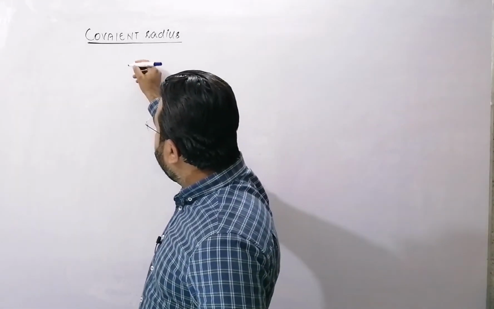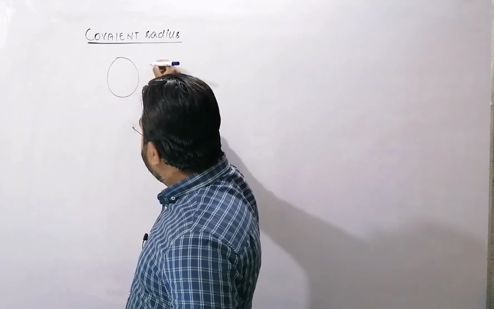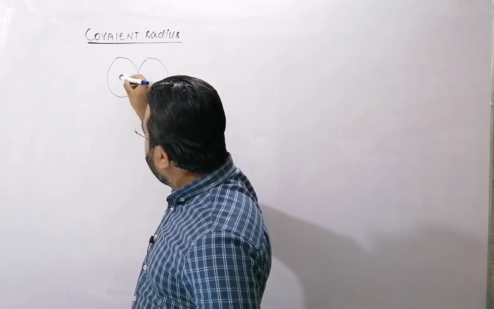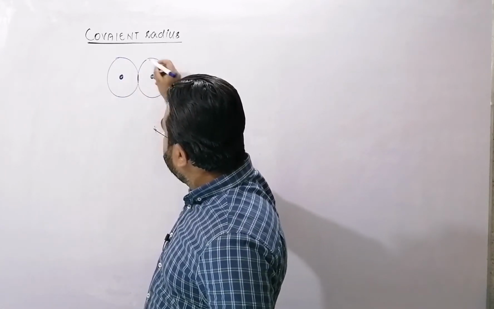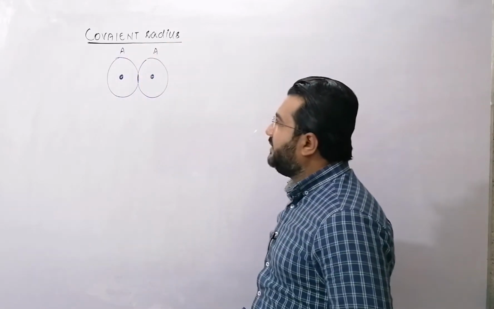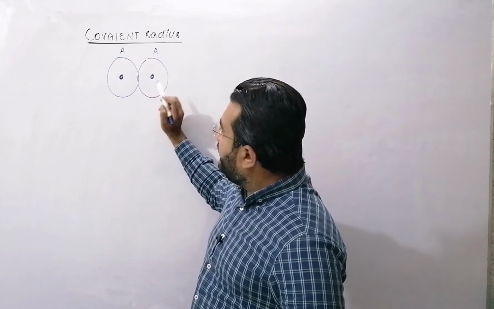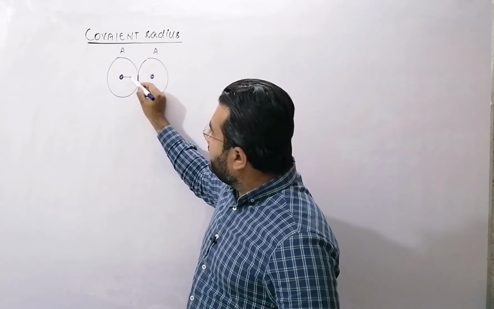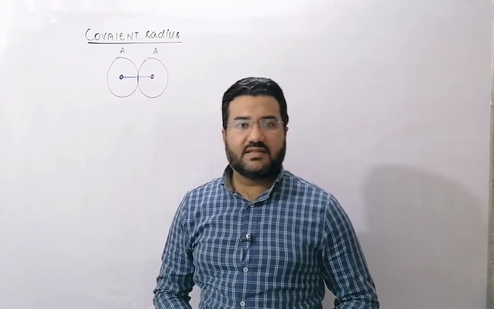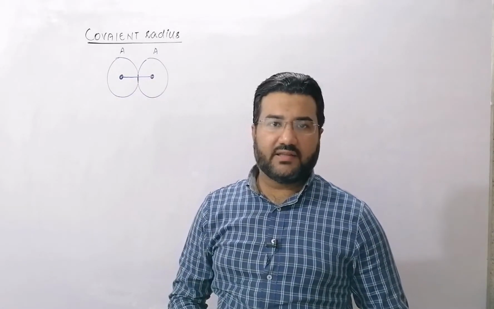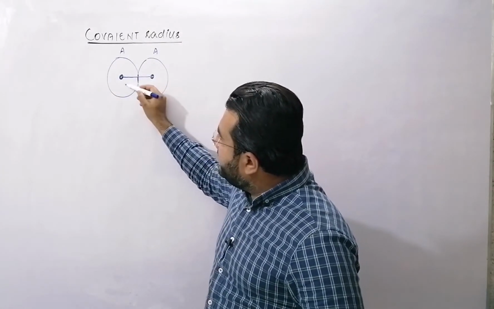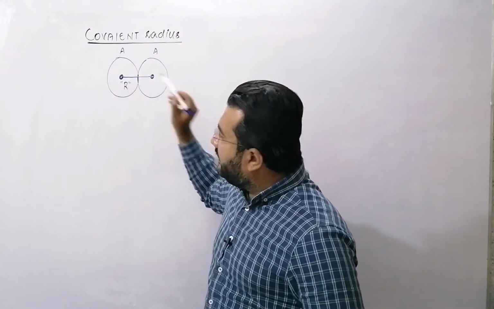Now let us talk about the covalent radius. Suppose that there are two same atoms which are covalently bonded to each other. It is an atom A and that is again a same atom A, and the covalent bond is present between these two atoms. Then that will be their internuclear distance, which is also called their bond length or bond distance. So this internuclear distance is shown with the letter R.